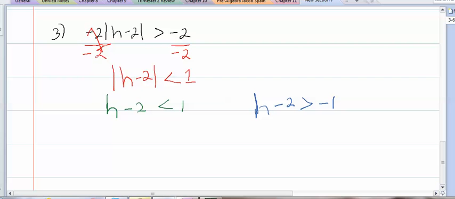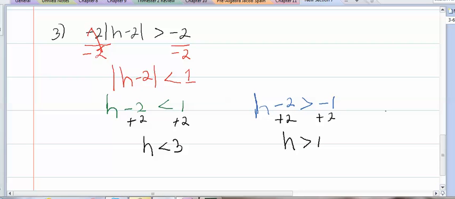Okay, and now we're just going to solve. I'm going to go ahead and use black. We're going to add 2 to both sides. So I have h is less than 3. I'm going to add 2 to both sides. And then we have h is greater than 1.